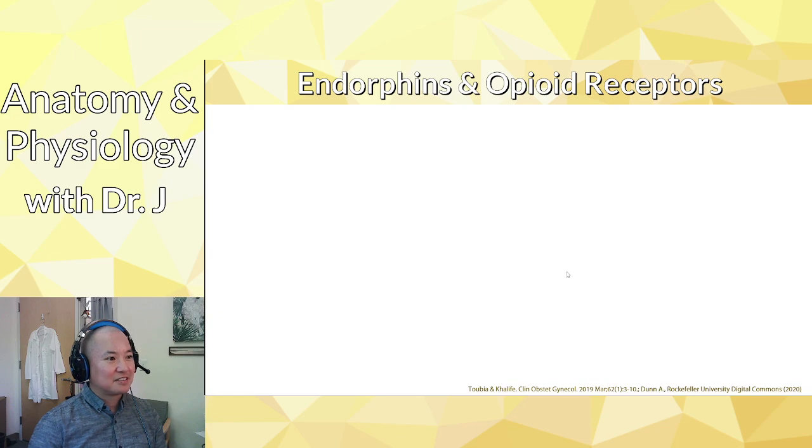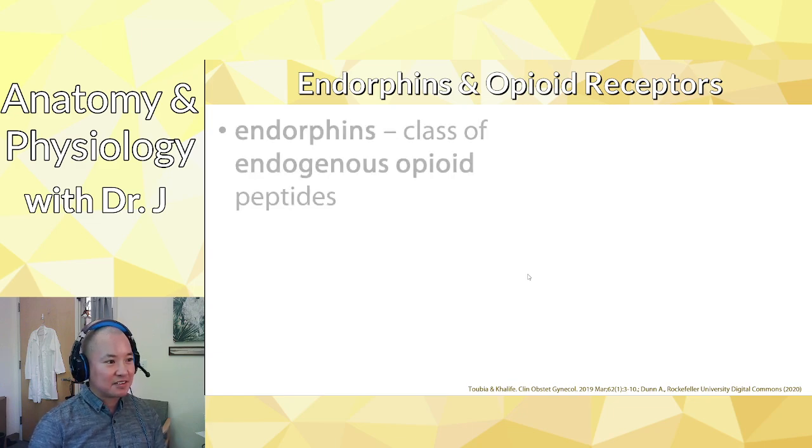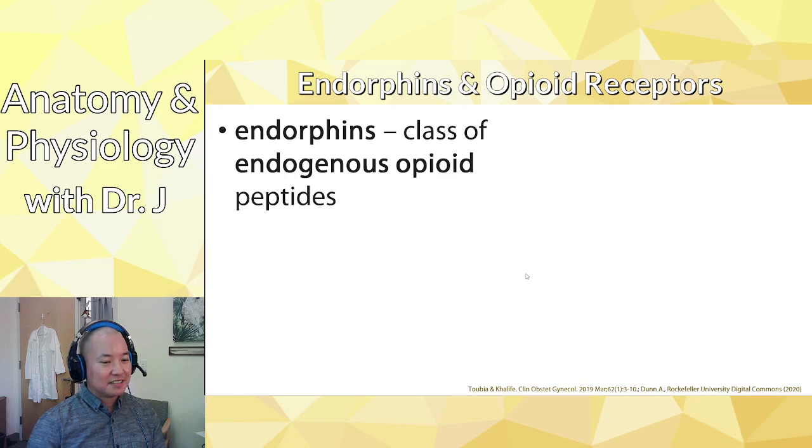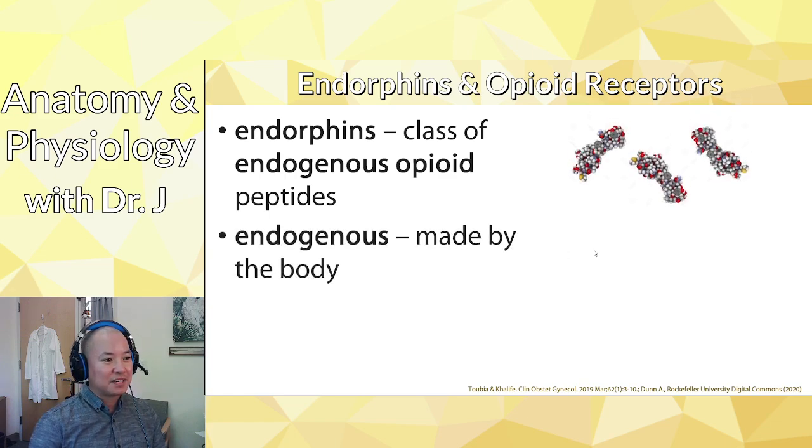Now, what receptors do endorphins and opioids target? They target opioid receptors, as endorphins are part of an opioid neuropeptide. Endorphins are a class of what we call endogenous opioid peptides. So what does endogenous mean? Maybe we covered this before, but to clarify, endogenous means anything your body naturally makes. So these are your body's natural opioids. They're not like opioids from opium. This comes from your own body.